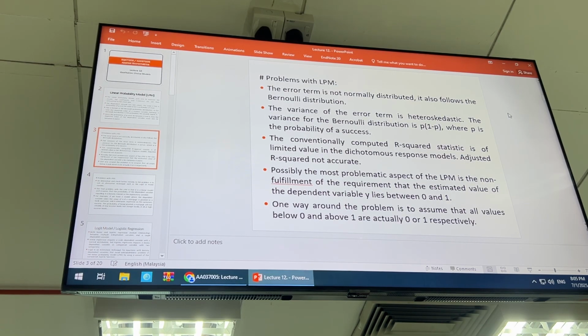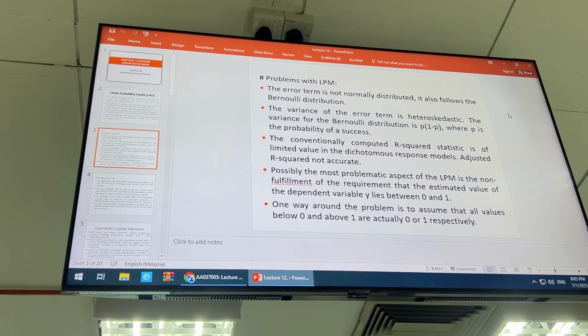However, there are a number of problems if you simply regress the binary or dummy variable against other regressors using ordinary least squares. The error term is not normally distributed. It follows the Bernoulli distribution, meaning that it violates a number of assumptions for ordinary least squares, something that we discussed earlier. The variance of the error term is heteroscedastic. The variance for the Bernoulli distribution is P(1 minus P), where P is the probability of a success.